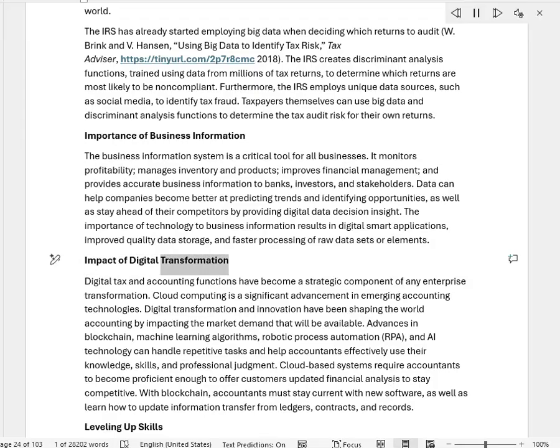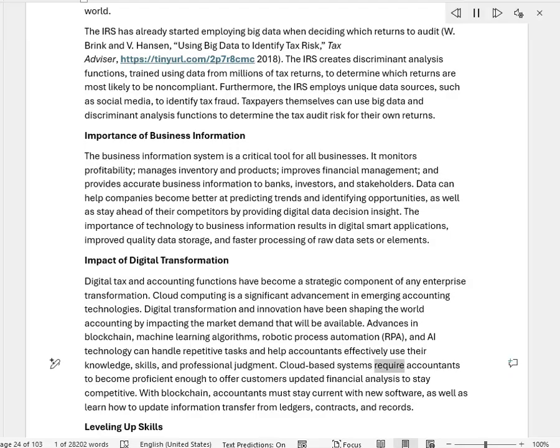Impact of digital transformation. Digital tax and accounting functions have become a strategic component of any enterprise transformation. Cloud computing is a significant advancement in emerging accounting technologies. Digital transformation and innovation have been shaping the world of accounting by impacting the market demand that will be available. Advances in blockchain, machine learning algorithms, robotic process automation, RPA, and AI technology can handle repetitive tasks and help accountants effectively use their knowledge, skills, and professional judgment.